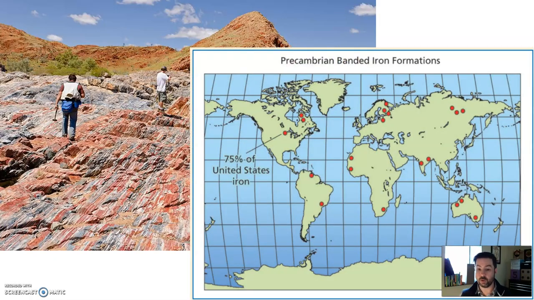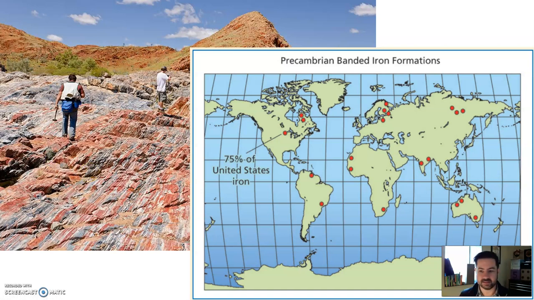So here are some old banded iron formations that can be found around the world. The only major one in the U.S. is up near the Minnesota, Wisconsin area. In fact, 75% of all the iron mined in the U.S. comes from these banded iron formations. You mine it out, you crush it up, you molecularly extract the iron, you do some chemical processes to it to get that iron out.